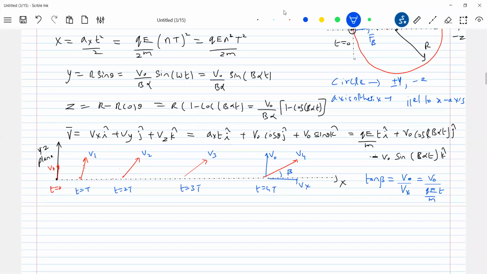When it is crossing the x-axis, the angle made by the velocity vector with x-axis keeps on decreasing. And the angle is given by this formula. And for t, you should write nT. So this particular formula: tan beta = m v naught / (qE nT). Substitute n equal to 0, 1, 2, 3, 4, and you can get the corresponding angle.